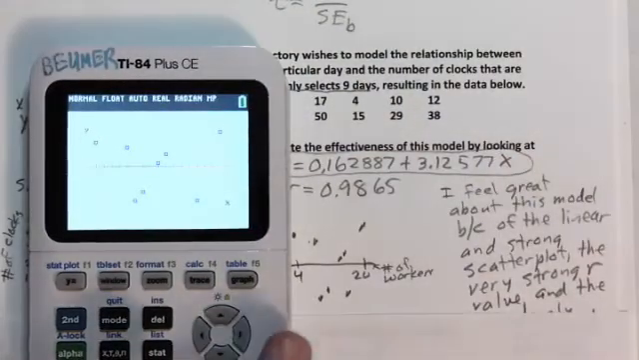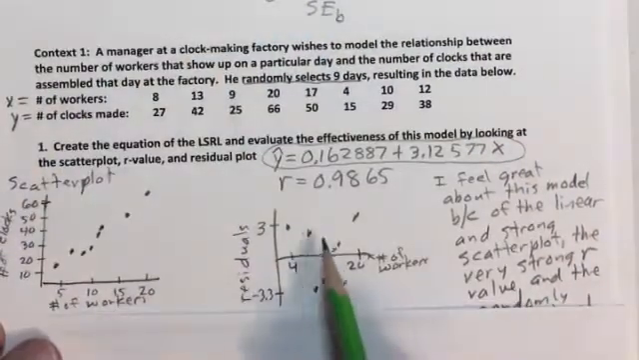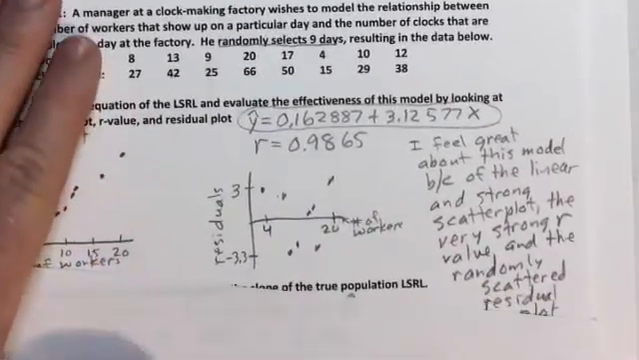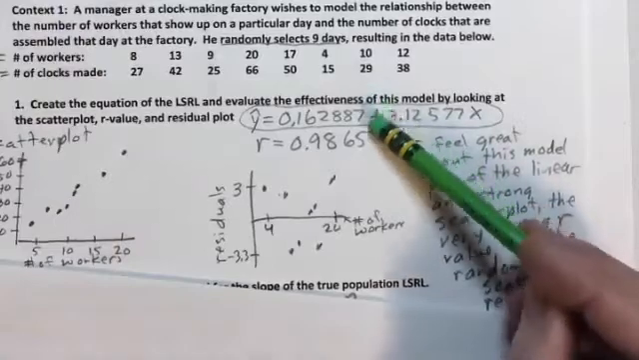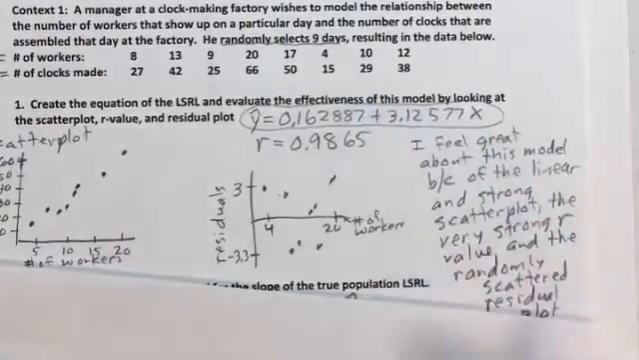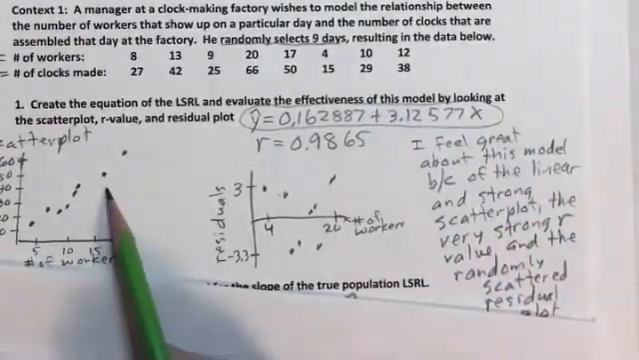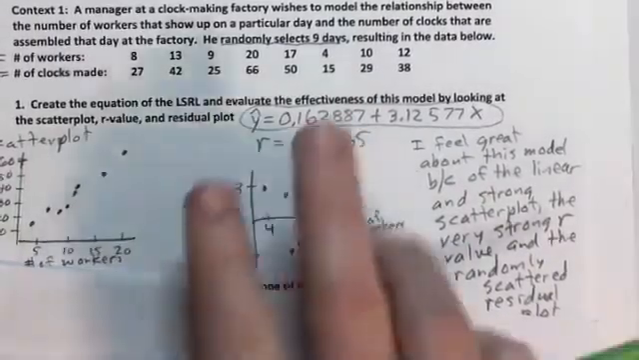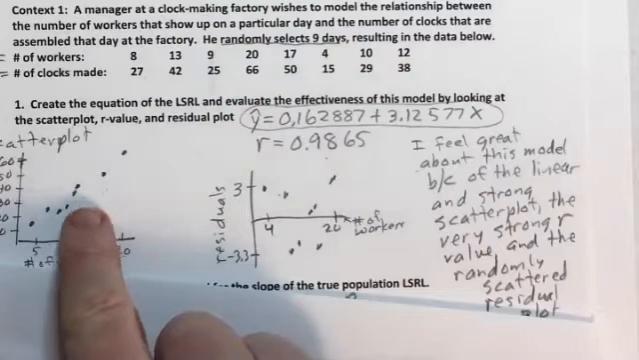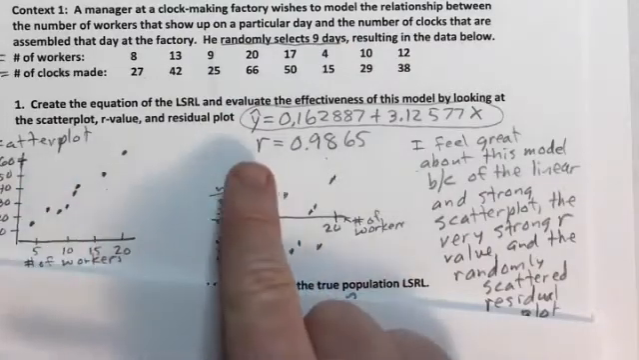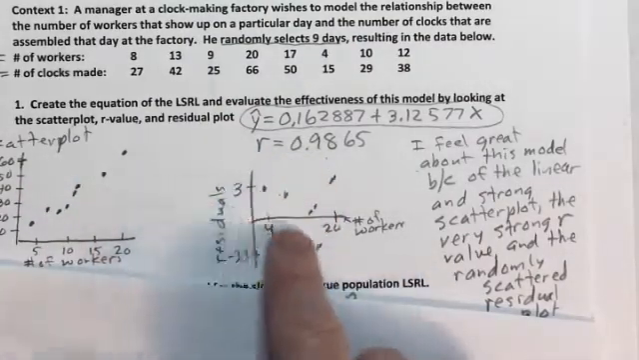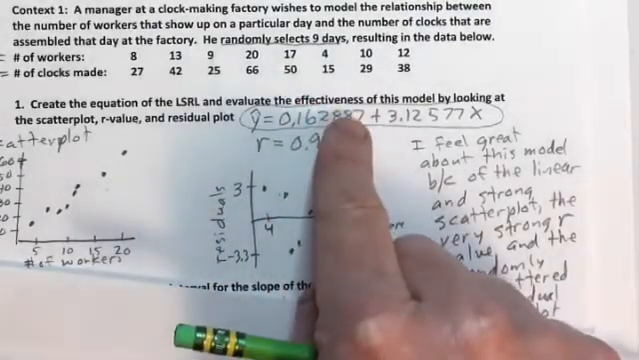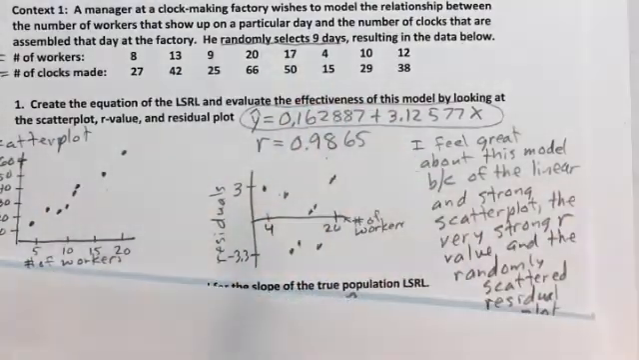That's our residual plot, and I drew the plot there. The key thing is we want it to be nice and randomly scattered, and it is. And so what we would say is, I feel great about using this model to predict, because of the linear and strong scatter plot, the very strong R value, and the randomly scattered residual plot. You have to have all three: a nice linear and strong scatter plot, a strong R value, and a randomly scattered residual plot. All three of those things say that you feel good about using this as a predictor. Okay, that is the main thing in chapter 3.